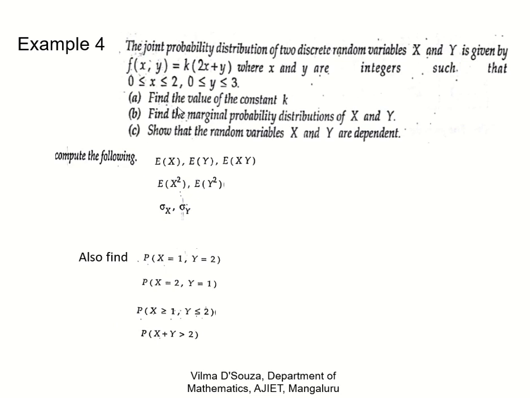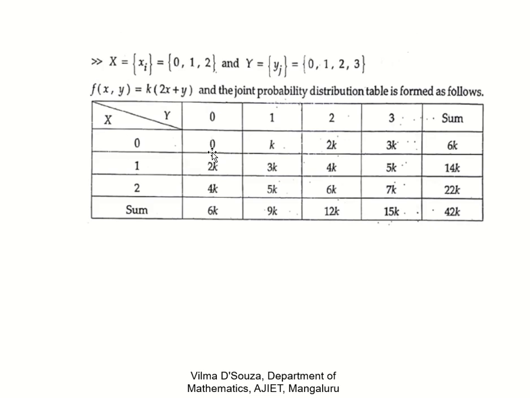The first question is to find the value of the constant k. How do you find it? Observe what is given: the joint probability distribution, f of x comma y is k into 2x plus y, where x varies from 0 to 2 and y varies from 0 to 3. Before finding k, let me write down the joint distribution table from the data available in the question.